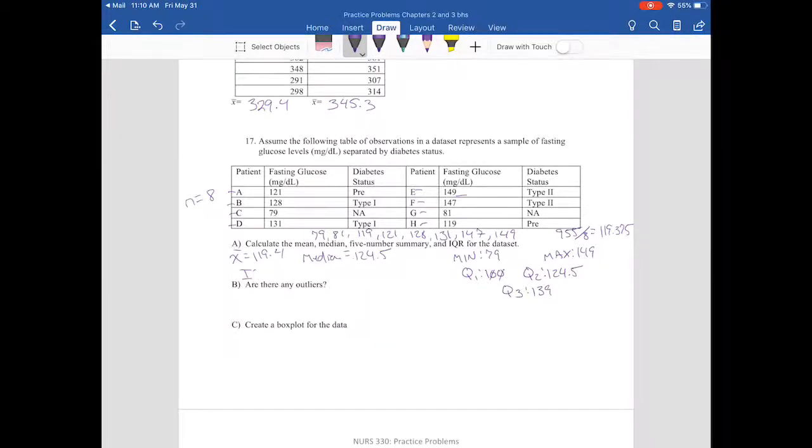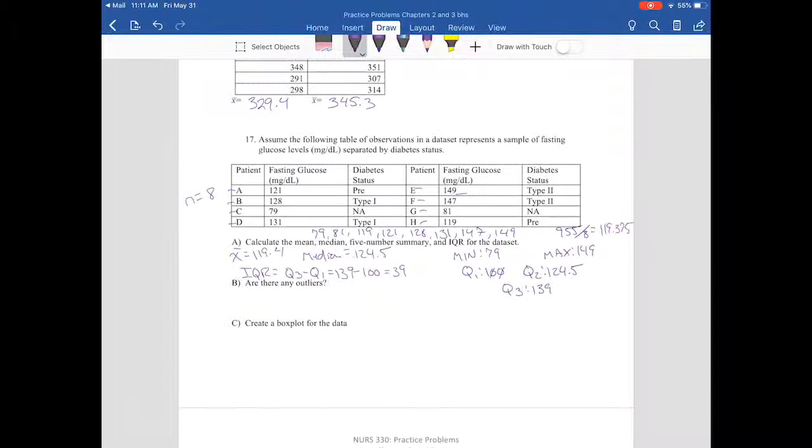And our IQR is going to equal your Q3 minus your Q1, which is 139 minus 100 equals 39. So there is your IQR. And now we have found the mean, median, 5-point summary, and IQR for this data set.